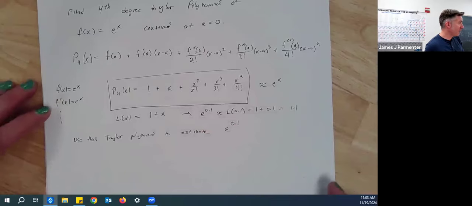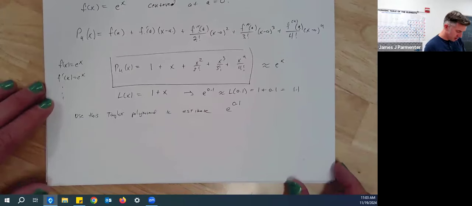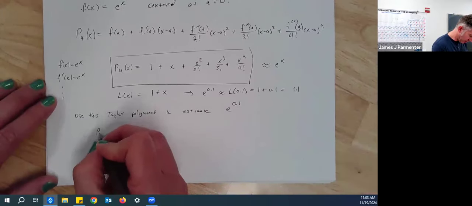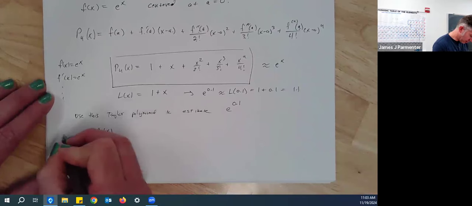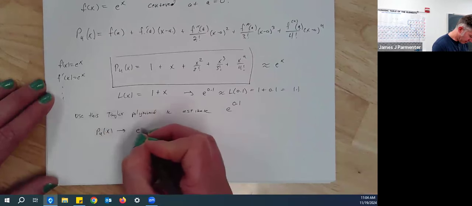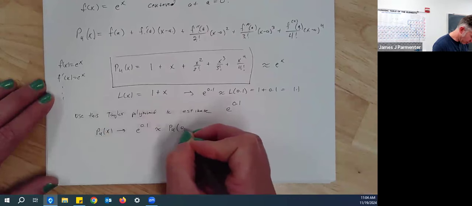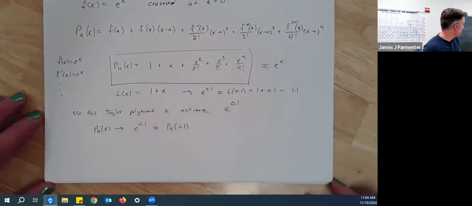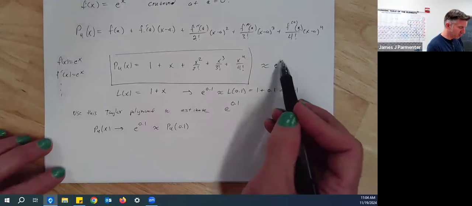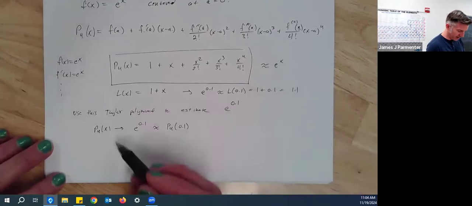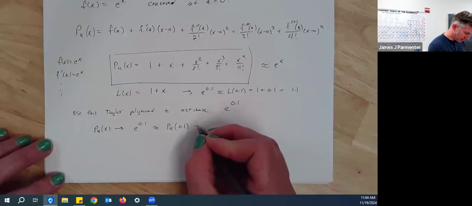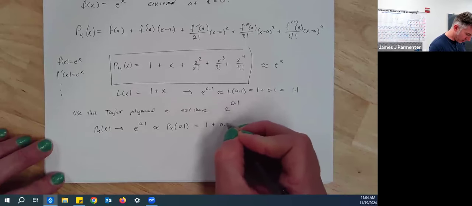But here we're using a better approximation, and we're going to get that our Taylor polynomial approximation for e to the 0.1 is approximately our Taylor polynomial at 0.1. I do really like to point out that you're just replacing the x with whatever value you're trying to plug in. That's why I'm writing more than I probably really need to here. That's going to be 1 plus 0.1.